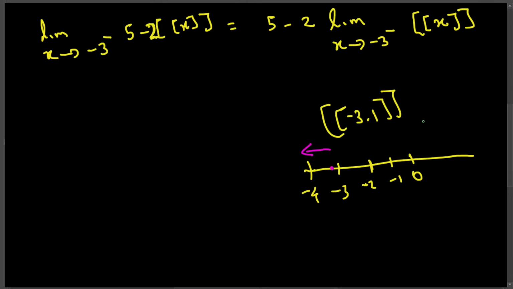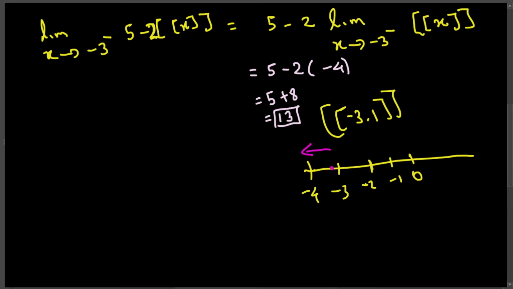So if you do that, this is going to be 5 minus 2 times -4. -2 times -4 is +8. So we're going to have +8, and 8 plus 5 is 13. That's our answer for this question.